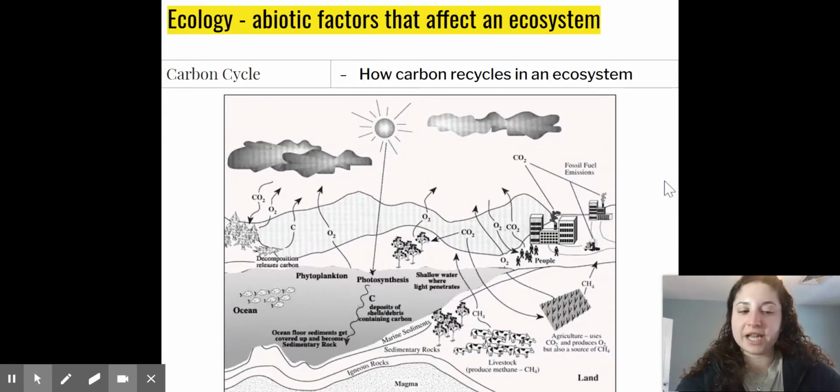You can have the carbon cycle. So again, this is how carbon recycles through an ecosystem. This is important when we're talking about pollution and fossil fuels, because the burning of fossil fuels releases carbon into the atmosphere, and that's what's causing a lot of the pollution and the disruption in the ozone.